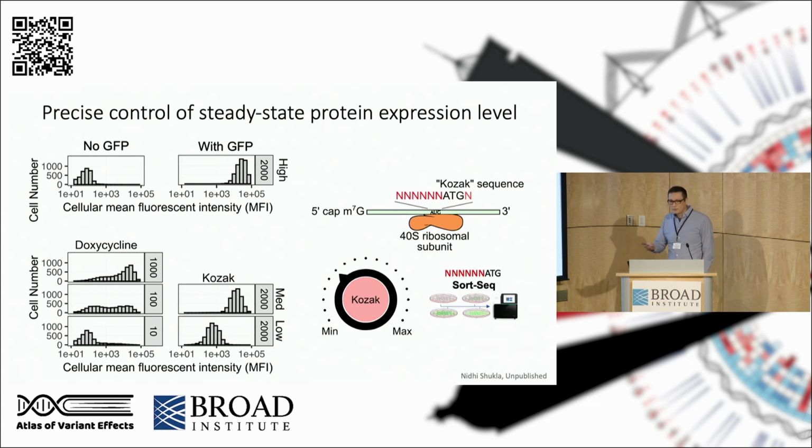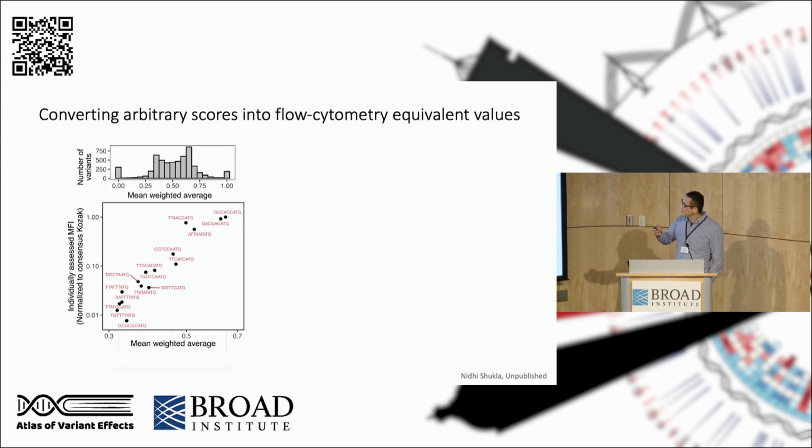To do this comprehensively, we took a sort-seq approach with one of the simplest libraries one can create: essentially six degenerate nucleotides in front of the starting ATG. I won't go into the details of the protocol, but in short, because we did this in front of a fluorescent protein, we sorted the cells with FACS into four different bins, sequenced those, and created a weighted average recreating the effect of each of those Kozak sequences. So we get a distribution that looks like this, which is great, but this mean weighted average is a very arbitrary number, and I wanted to get away from that.